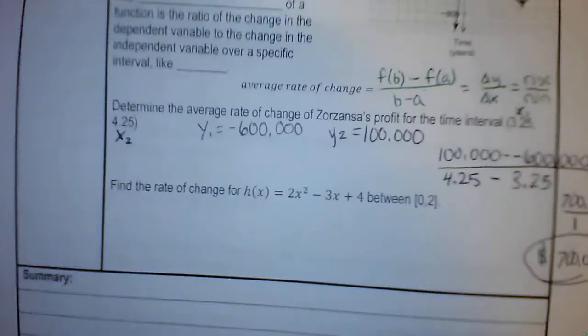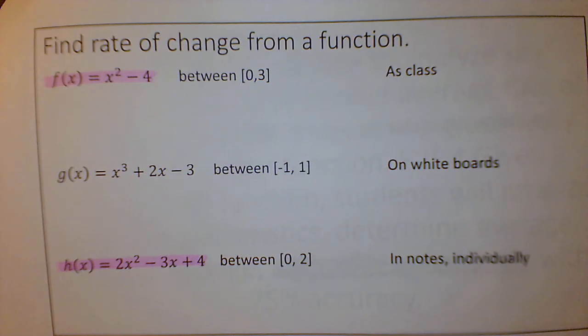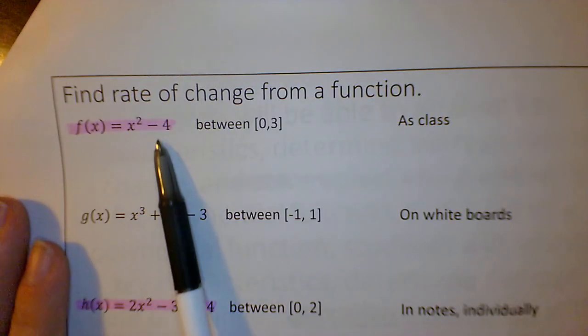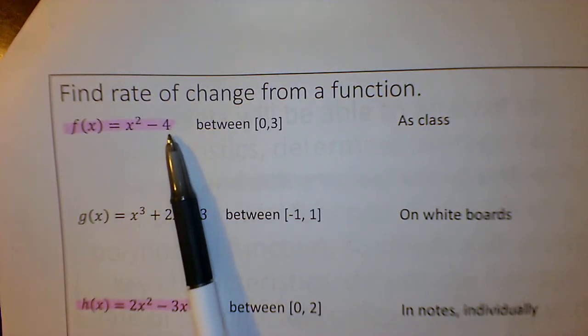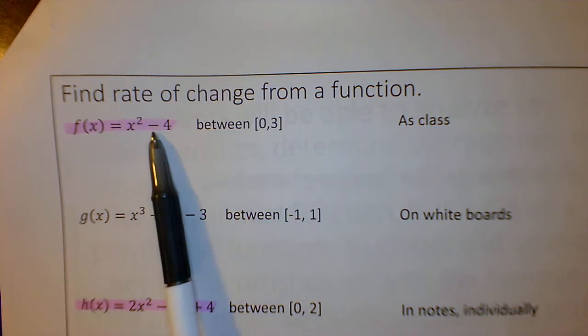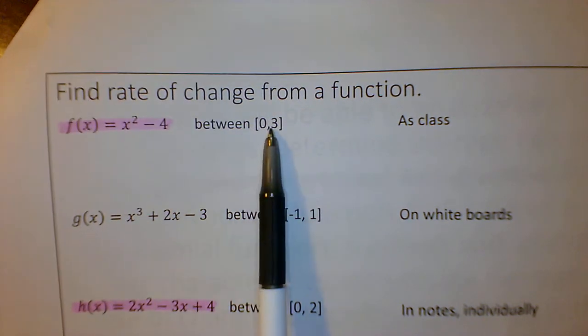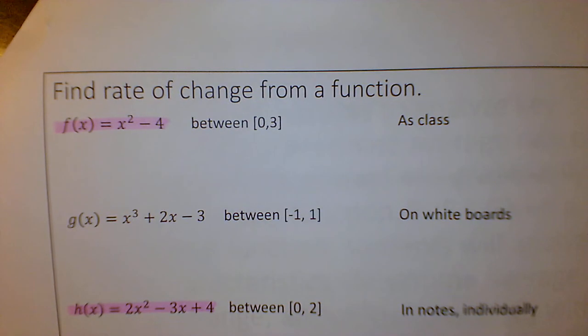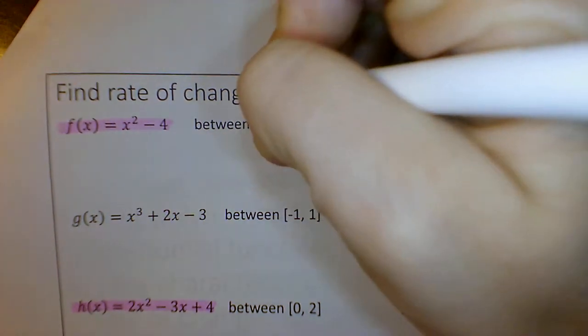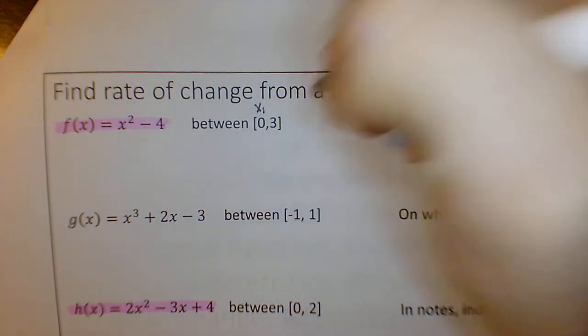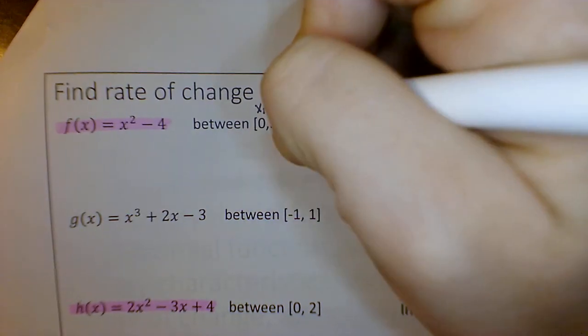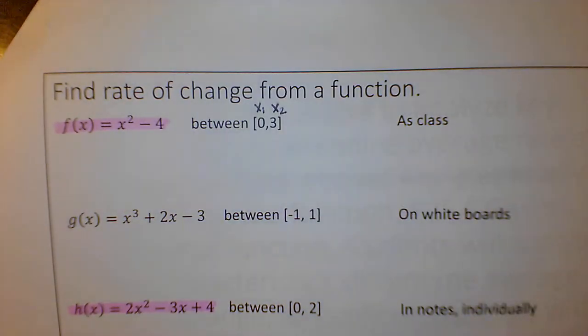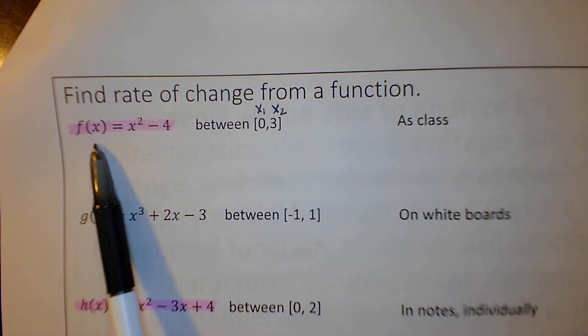Okay, so from the PowerPoint, I'm going to do this one first. And so we want to figure out the rate of change of this function between these two. So I'm going to do the same thing that I did before. Identify one of these as my x1 and one of these as my x2. And just like before, I still need to find my y1 and my y2, but instead of looking at my graph to do that, I'm going to look at the equation.